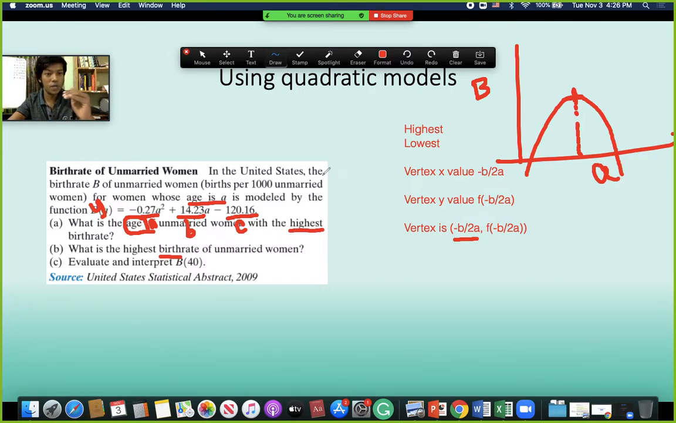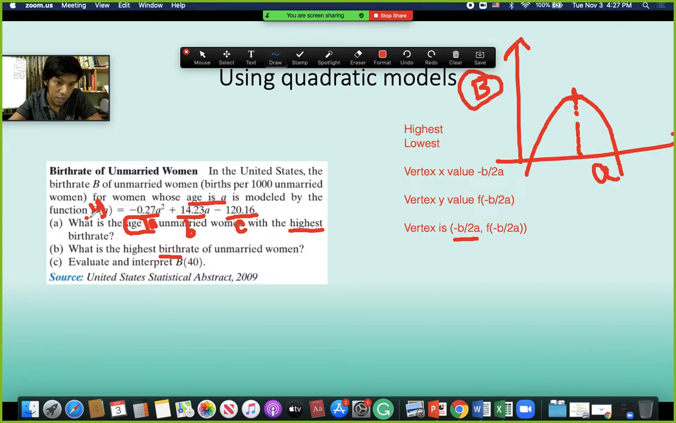Highest. Highest means what? We have to go to the vertex. The vertex is the highest point. Now what is the question? Highest birth rate. Birth rate is in which axis? Y. Birth rate is in the y axis. You can say, sir, you have drawn it, that's why you know. How do we know that b will be here and a will be here? By looking at the function.